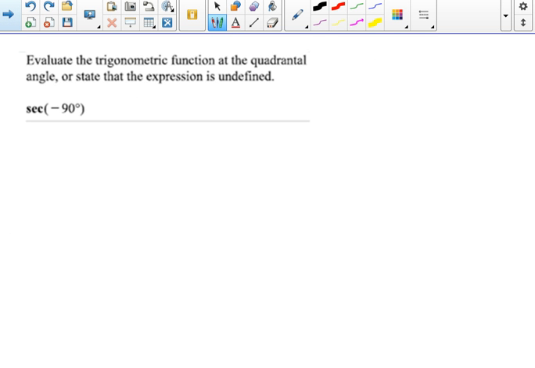Okay, so the secant of 90 degrees. Don't freak out. First of all, where's 90 degrees? It's down here, right? You go from here this way to 90. So it's the same location as positive 270, right there, where that red arrow is.